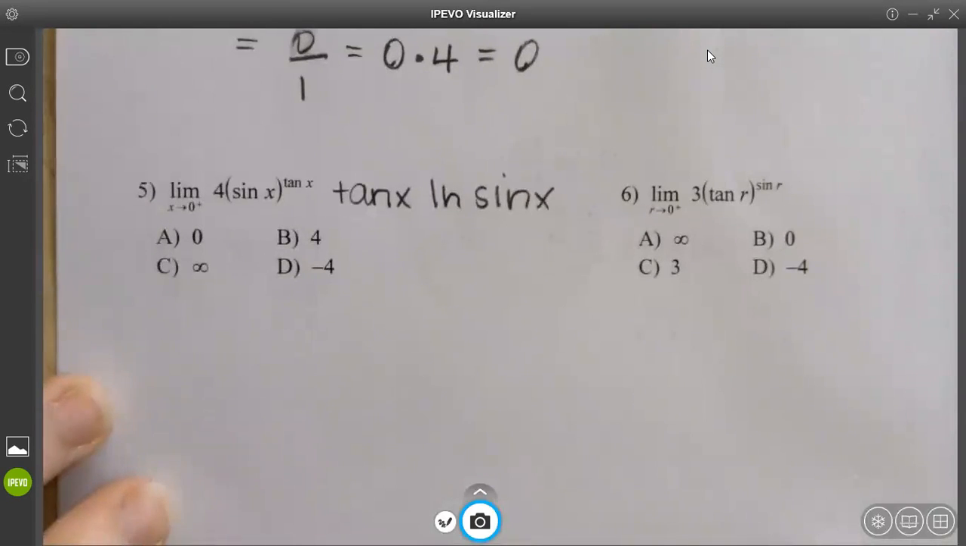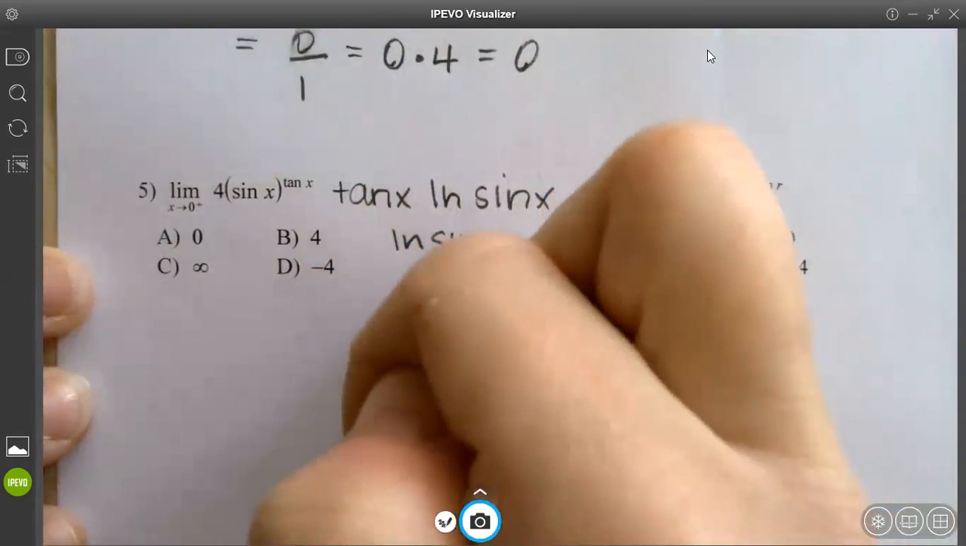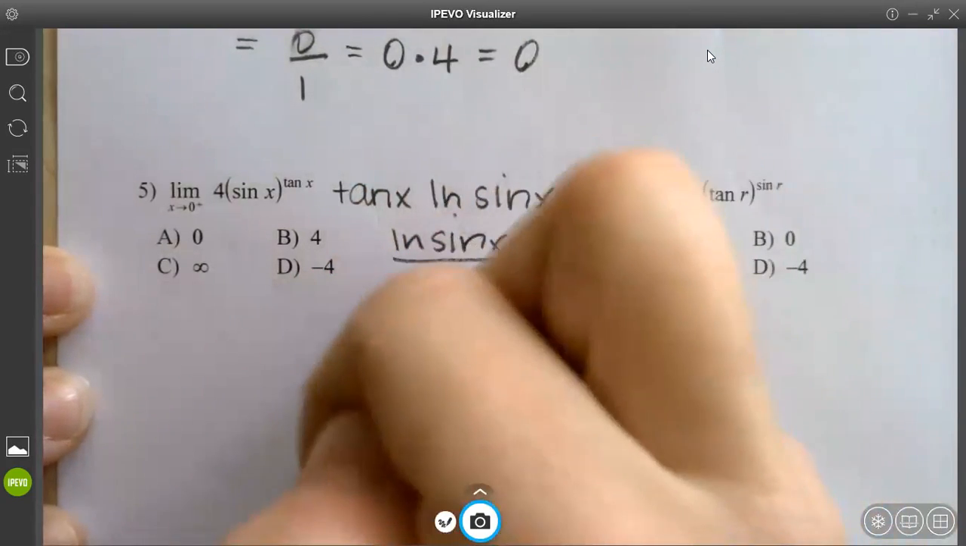We're going to rewrite it and we're going to put tan on the bottom. It would be 1 over tan, which is what? Guys, come on. We just had it.